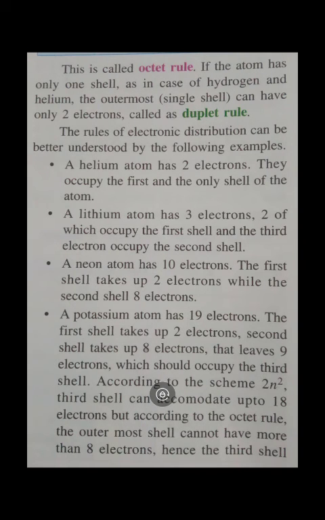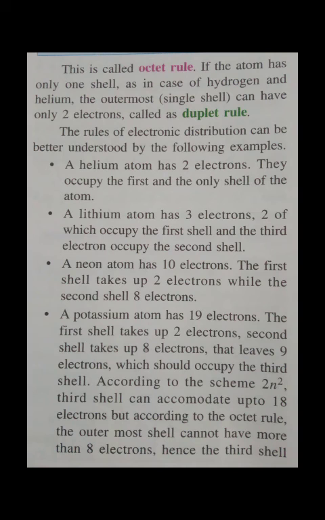Now this rule is called the octet rule. The octet rule says the last shell of any atom contains not more than 8 electrons. If more than 8 electrons are there, we will keep 8 electrons in that shell and move the remaining electrons to another shell, right? And if an atom contains only one shell, that is the K shell, then it will follow the duplet rule. That means it will have only 2 electrons, right?